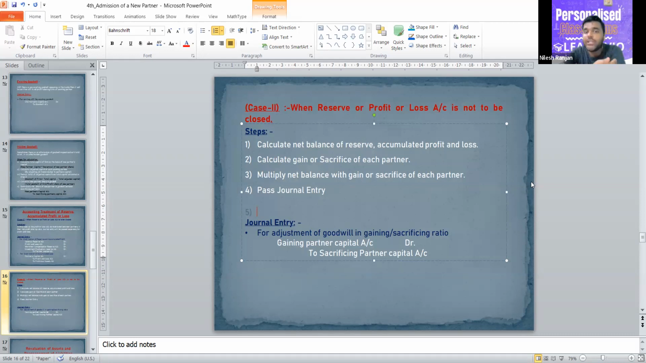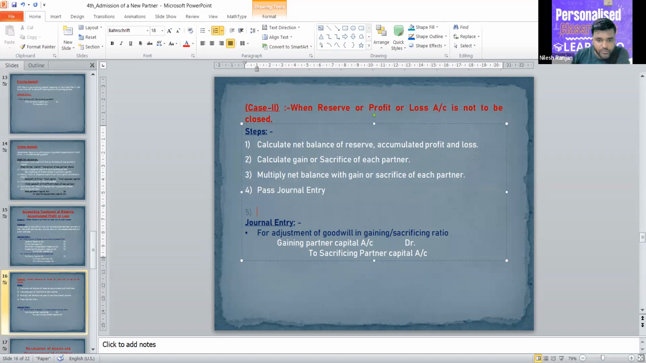Now, after that, calculate the gain or sacrifice of each partner, because in this case, we cannot distribute the profit or loss in their old ratio. That's why we have to calculate the gain or sacrifice of each partner, because the net balance will be distributed in their gaining sacrificing ratio. Next is to multiply the net balance with the gain or sacrifice of each partner. After that, we will pass the journal entry.